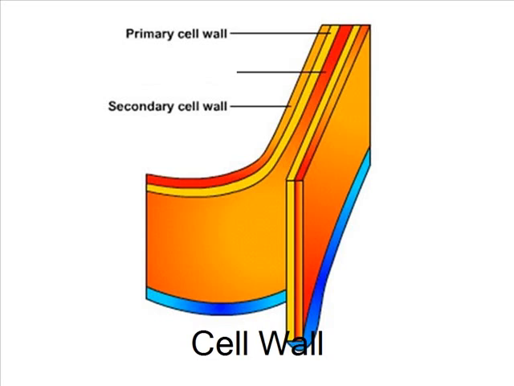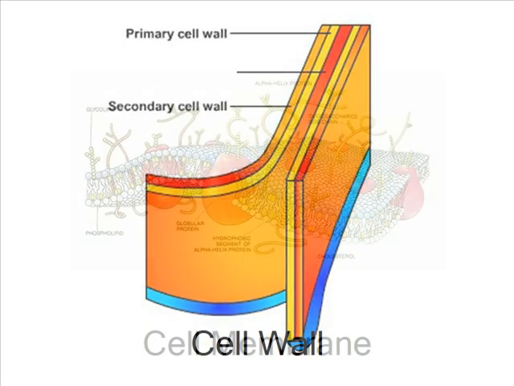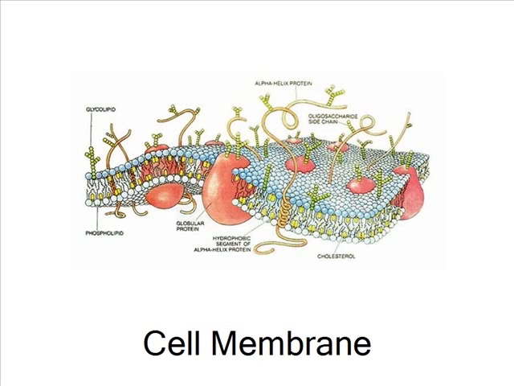The cell wall provides rigid support to the cell and is made of cellulose, and is only in plant cells. As we work our way into the cell, we find the cell membrane. The cell membrane forms the boundary of the cell and acts as a selective barrier, allowing certain materials to pass but not others. The cell membrane is made up of lipids and proteins.